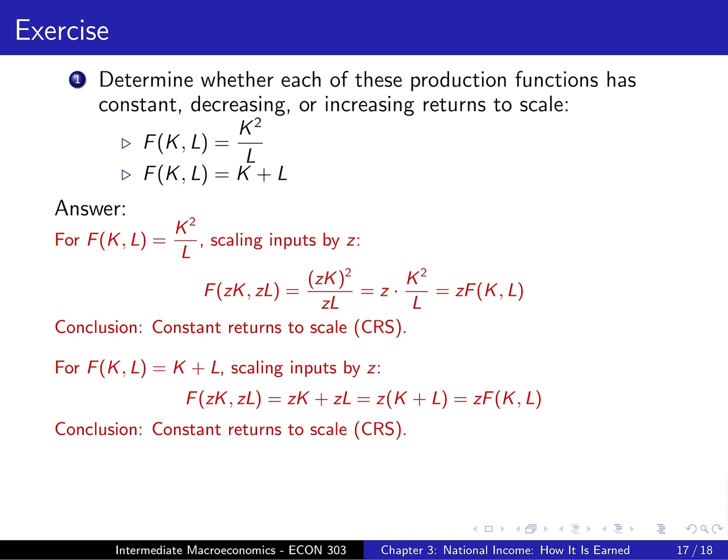Example 2. Now consider the function f(K, L) equals K plus L. Scale both inputs by z, so f(zK, zL) equals zK plus zL equals z times (K plus L) equals z times f(K, L). Again, output increases exactly by z. The conclusion is this function also exhibits constant returns to scale.